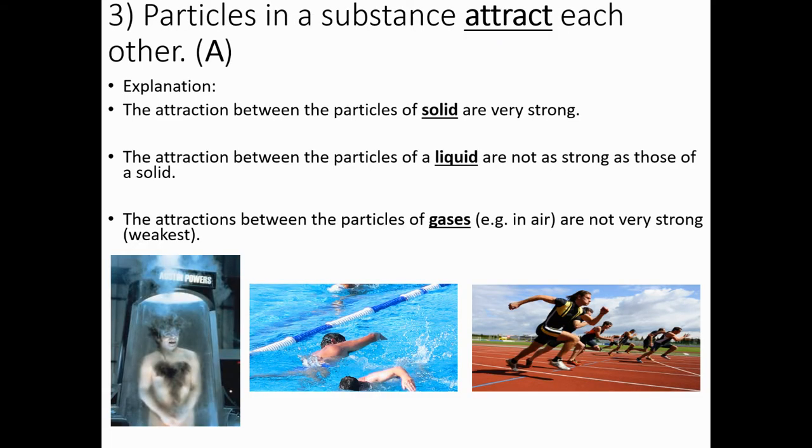Our next point for the particle theory of matter is that particles in a substance attract each other. A for attract. And again, that attraction varies depending on the state of matter that you're in. So in a solid, for example, here we have ice. The particles are very, very close together, and the attraction between the particles is very strong. So it'd be hard to put your hand through ice because the particles are close together and the attraction between them is very, very strong.